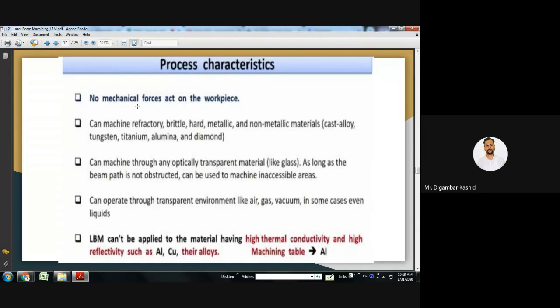All these metals we can machine using laser beam machining. Also, very hard, high strength, temperature resistant metals can be machined by laser beam machining.